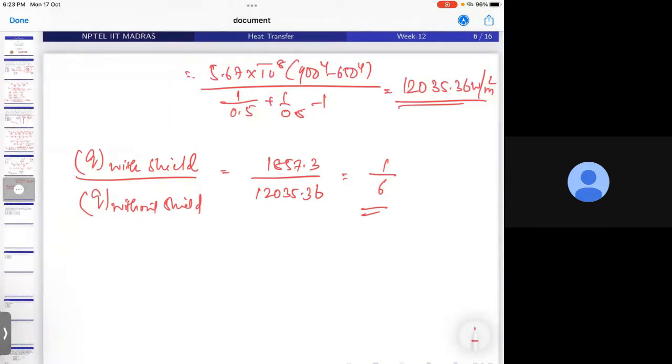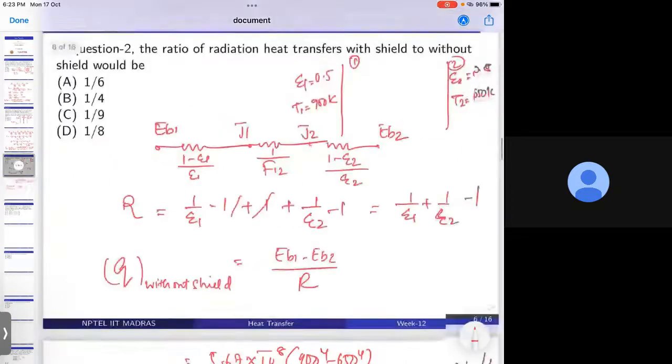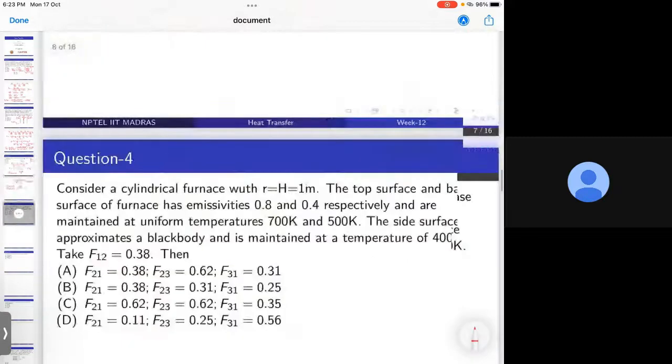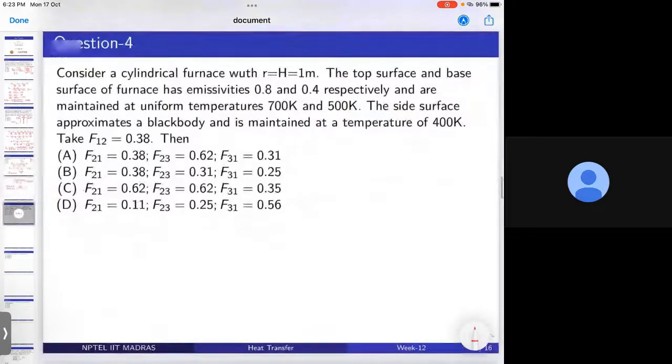So by just putting a single radiation shield of emissivity 0.1, the heat transfer of radiation between these two plates got reduced by 1 by 6. Okay. That is the importance of putting a radiation shield. Okay. Let's move on to the next question, that is the fourth question.